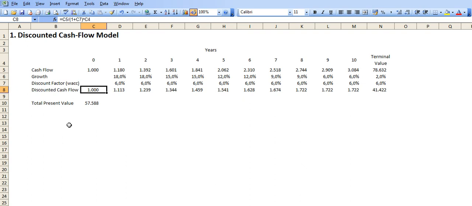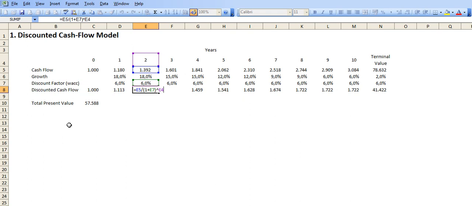For year one, the formula goes like this. You take the cash flow for year one, the nominal cash flow, which is 1,180. You divide it by 1 plus the discount factor to the power of the number of years. So in this case, 1,180 divided by 1 plus 0.06 to the power of 1. And the next one, well, you guessed it, it's going to be to the power of 2 instead of to the power of 1. The rest will be all exactly the same.